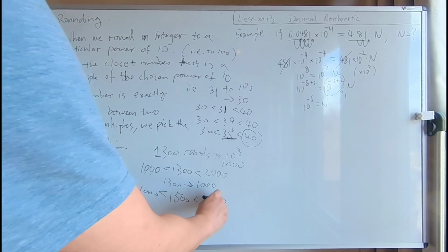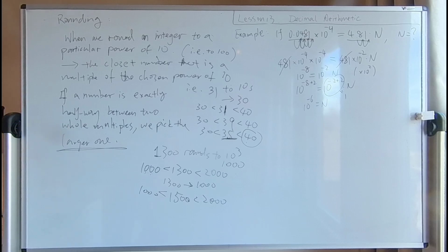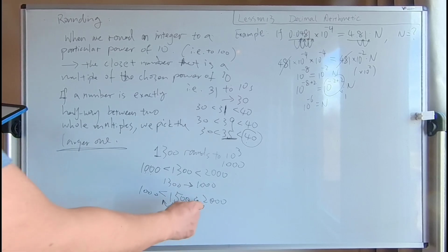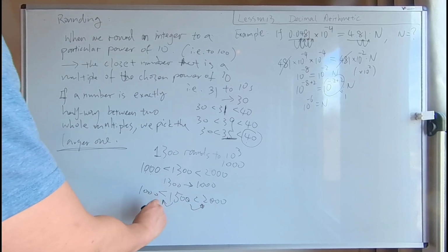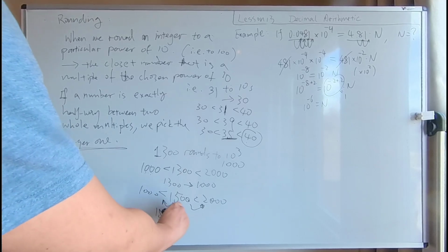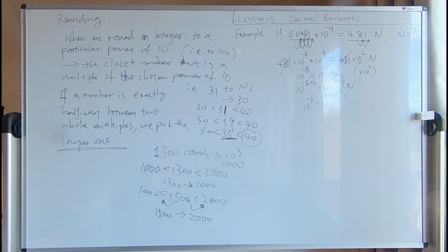it's still between the two whole numbers, 1,000 and 2,000, and it sits in the midway. It's the same distance between the two neighbors, and then we pick the larger one. So 1,500 rounds to 2,000. So that's simply the rule.